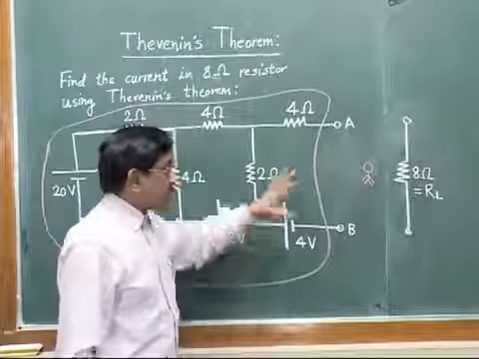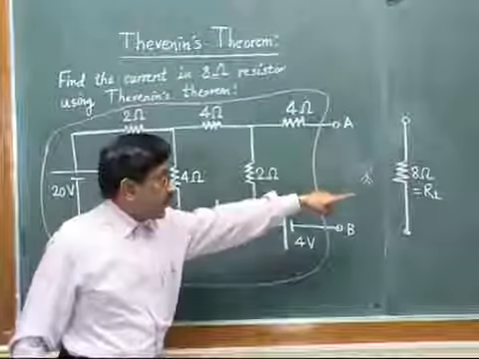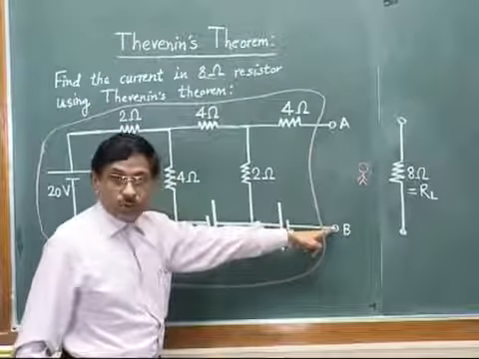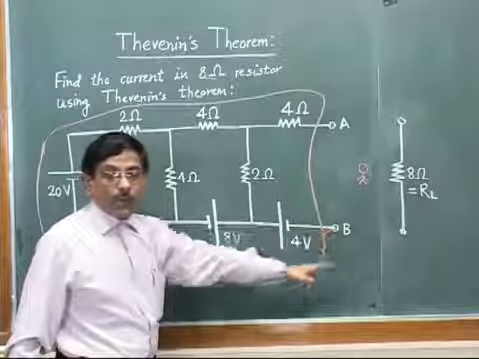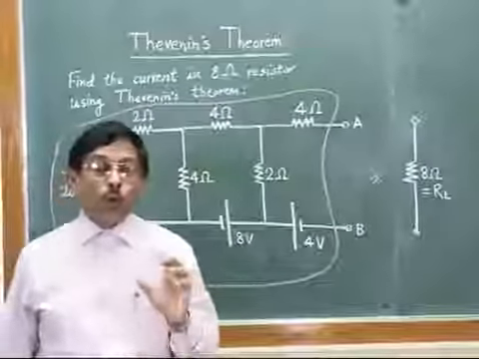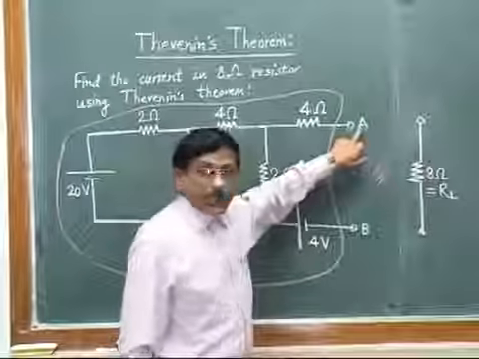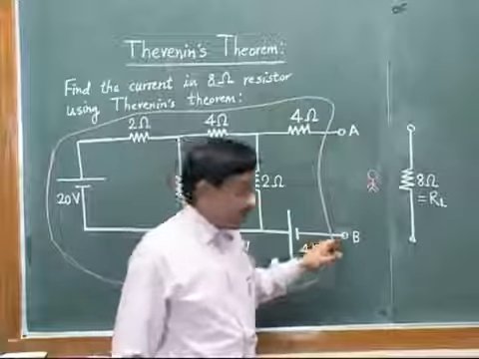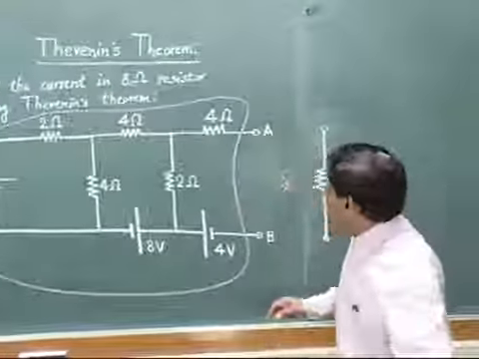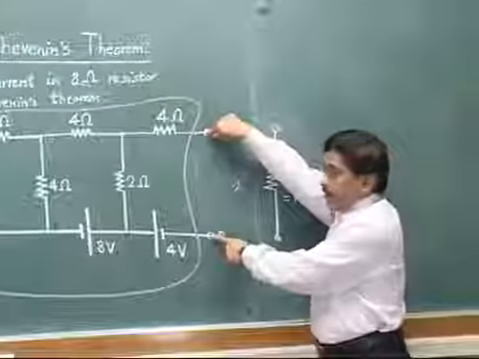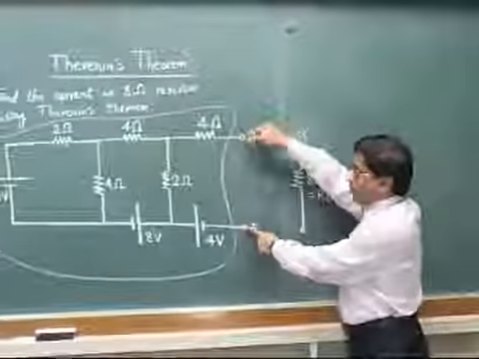Thevenin said that whatever we get now, after removing the load resistance and after marking these two terminals, A and B, it is called a two-port network. So A is called a port, B is also called a port. So from this side, if I look, then these are the two ports. And then there is some circuit in this red box.